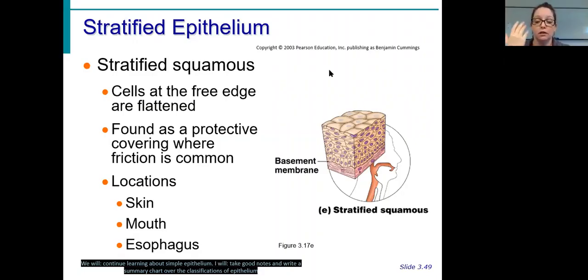And so the skin, we definitely know our skin is a protective layer, and then our mouth has a lot of friction, and so does our esophagus. Every time you swallow, as I just did, has a lot of friction. So we need to replace this.